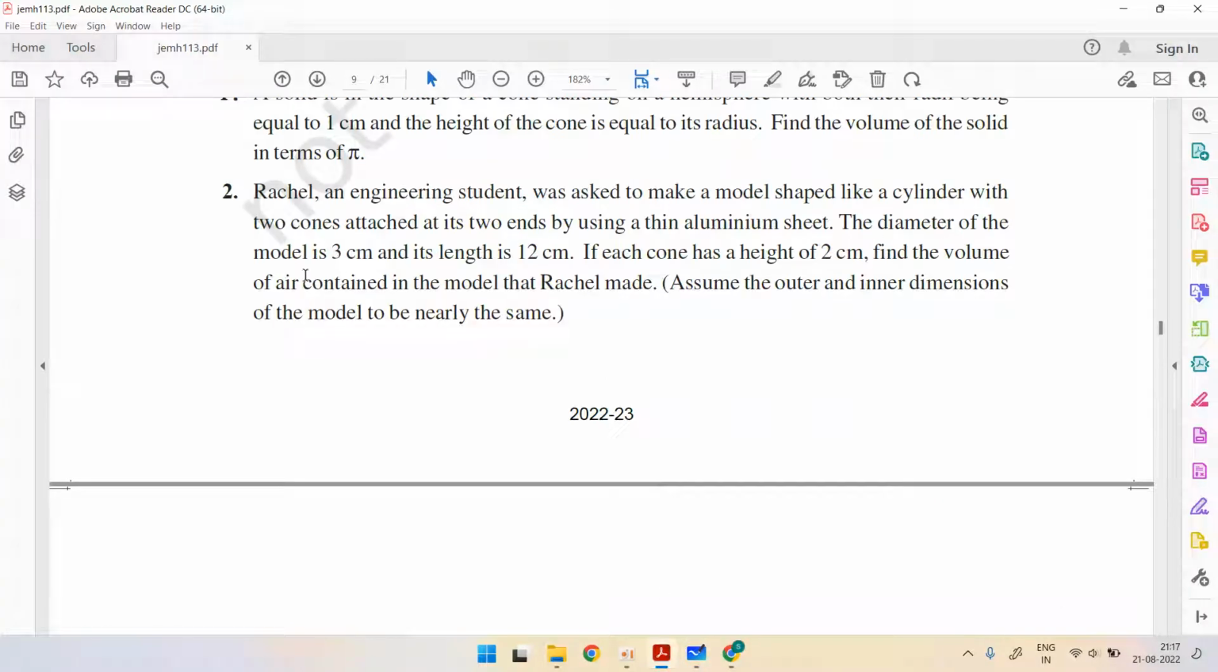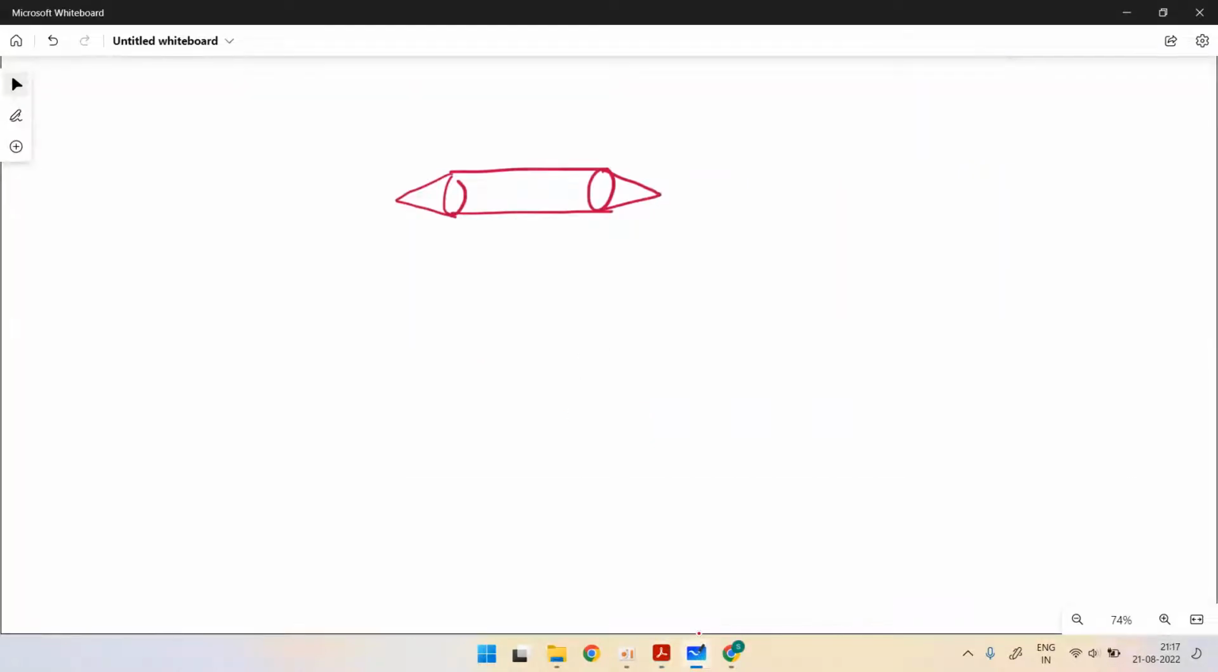The diameter of the model is given. From the diameter you can calculate the radius. Its length is this. Each cone has height 2 cm. Find the volume of the air filled inside the model. Simple question, simple answer. The height of the cone is given.